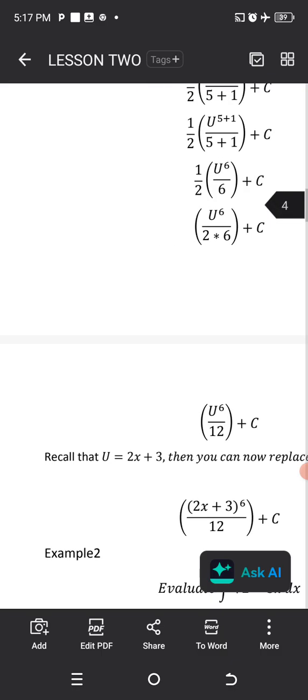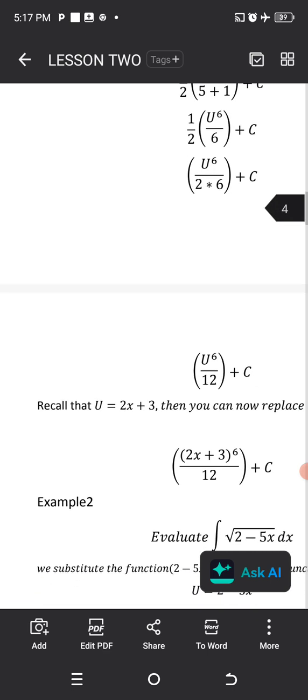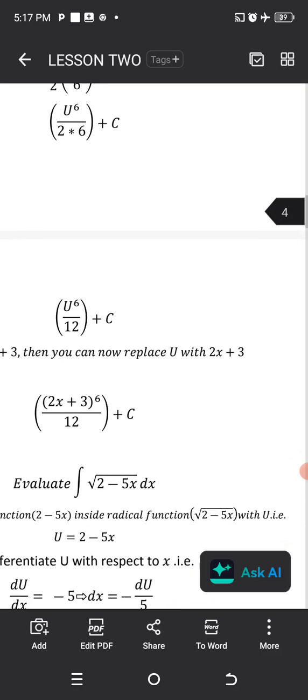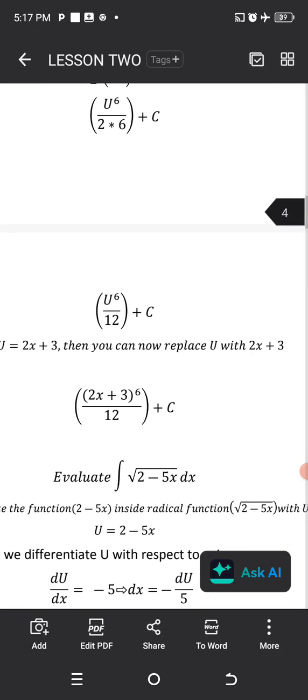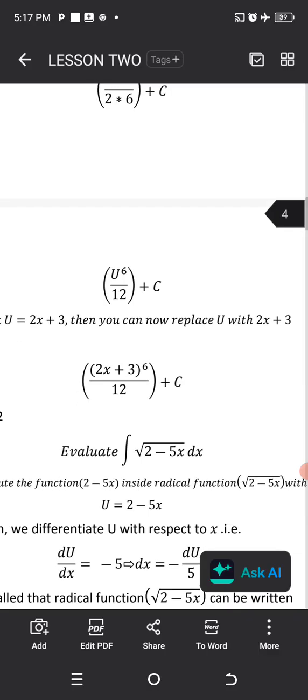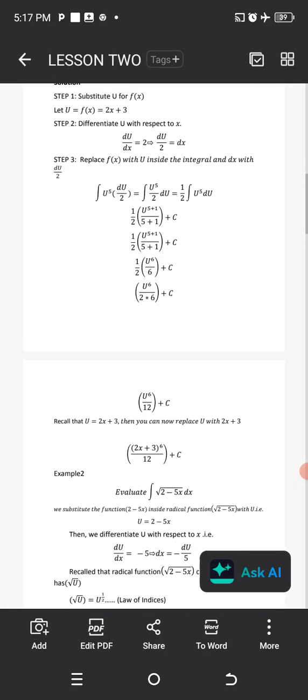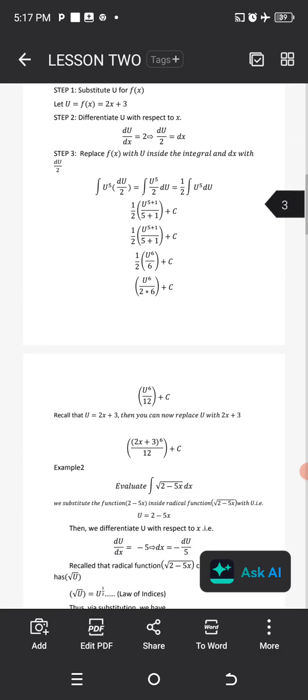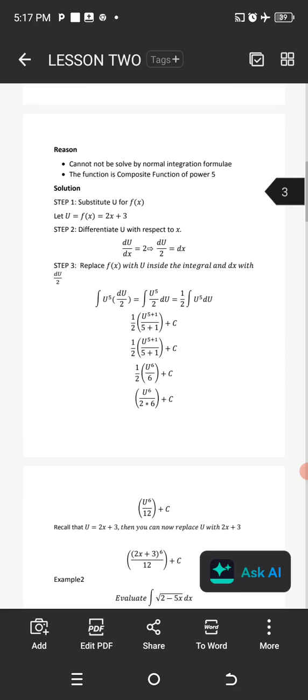Record that, because you should not forget that you are going to return u back to the actual function you are replacing u with. So record that u is equal to 2x + 3. Then you can replace u with 2x + 3. Our final answer is now (2x + 3) all raised to power 6 all over 12, plus c. That is the final answer for example 1.